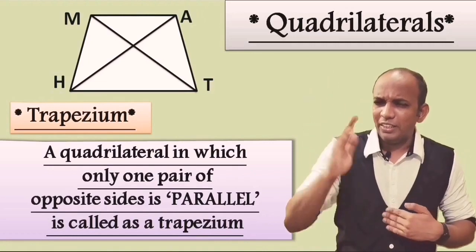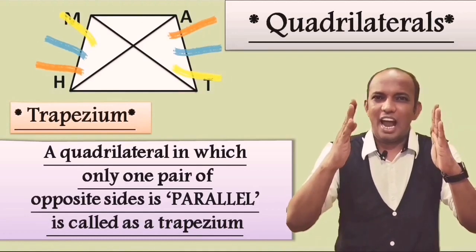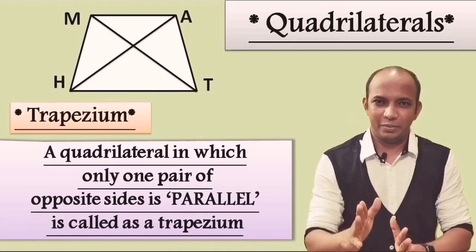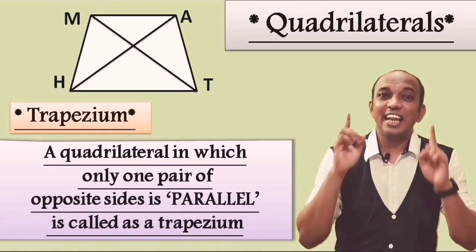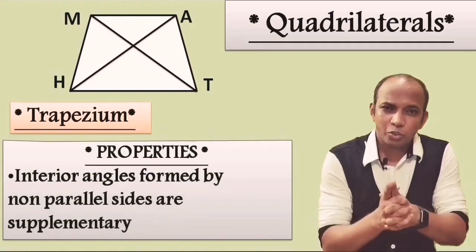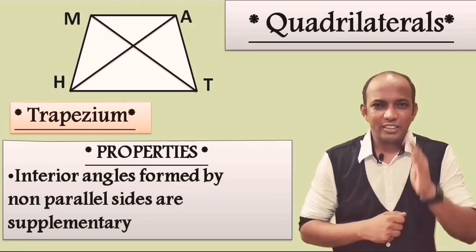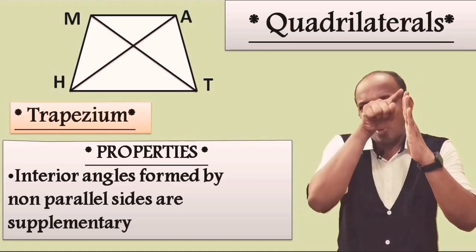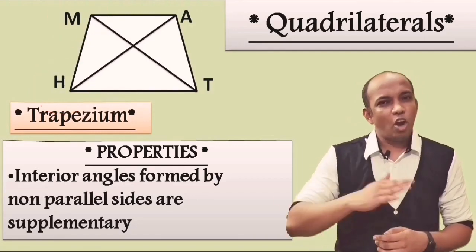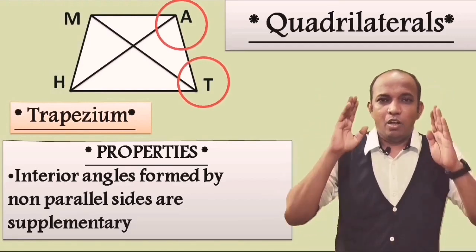If you remove these two sides, then which are the two non-parallel sides? Yes, of course, MH and AT are the non-parallel sides, and these non-parallel sides are called legs of the trapezium. The property of the trapezium is related to these legs only. The angles formed on these legs, so one leg is MH, right? So angle M and angle H are adjacent angles. Similarly, on the other leg, AT, the angles formed are angle A and angle T.